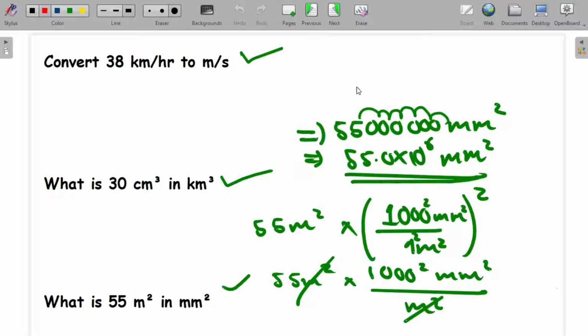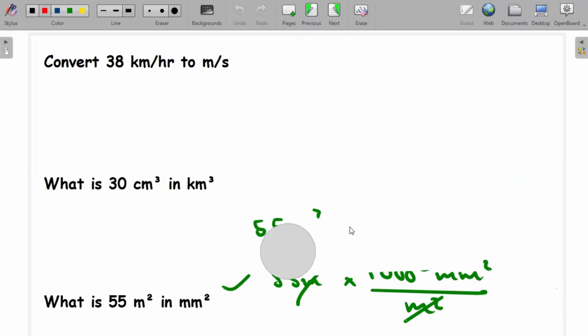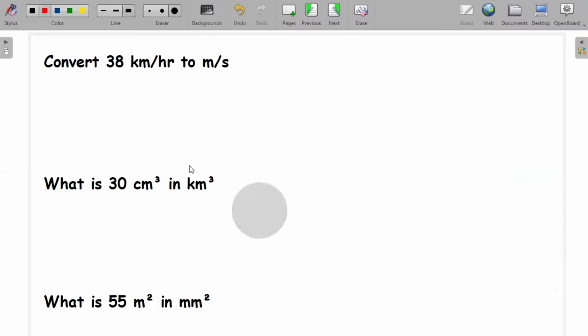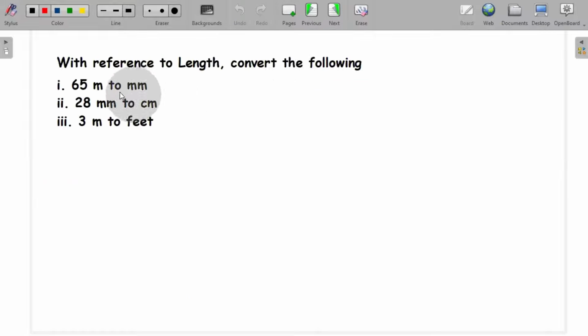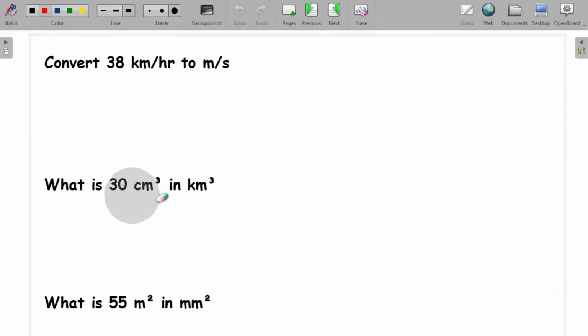Okay, so I said here the concept is as simple as converting between units, the normal units, the basic units, these ones that we have here. It's the same. It's just that we are supposed to raise our conversion factor to that particular power that has been specified in the initial measurement. So, for example, if we have 30 cubic centimeters to cubic kilometers, what are we supposed to do?